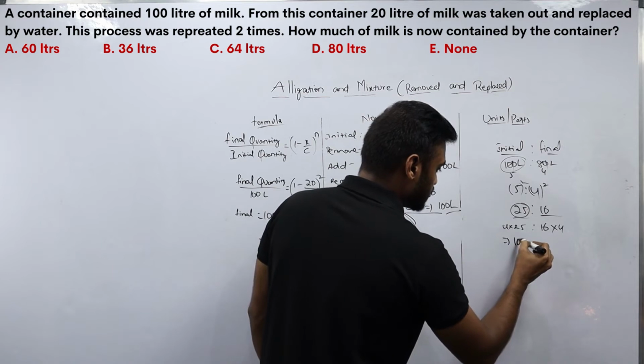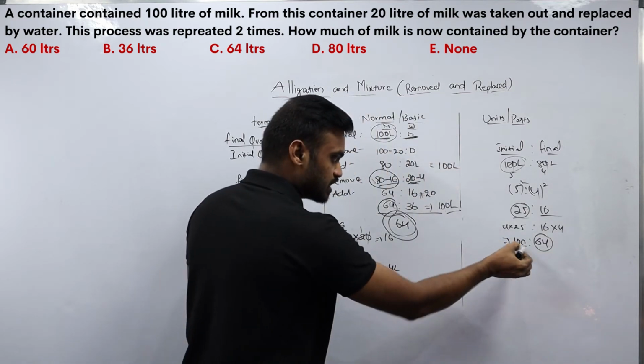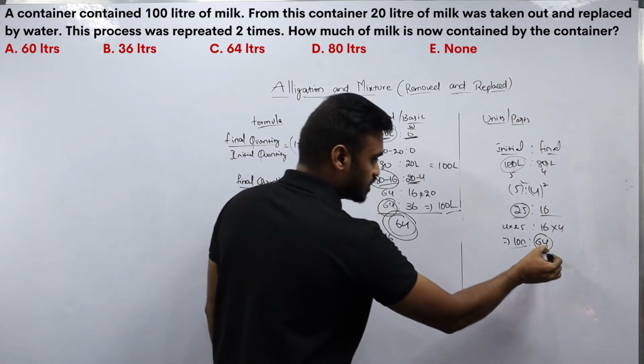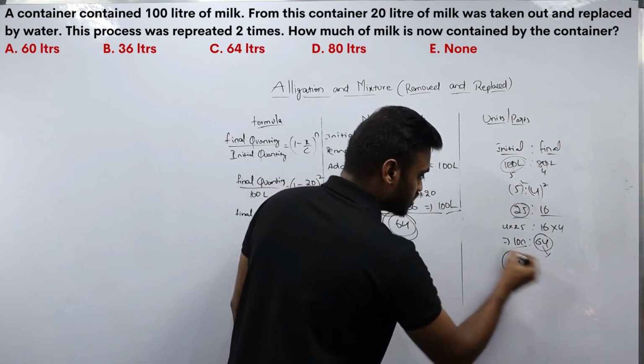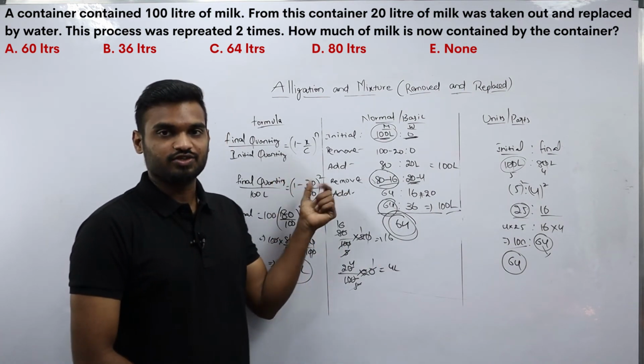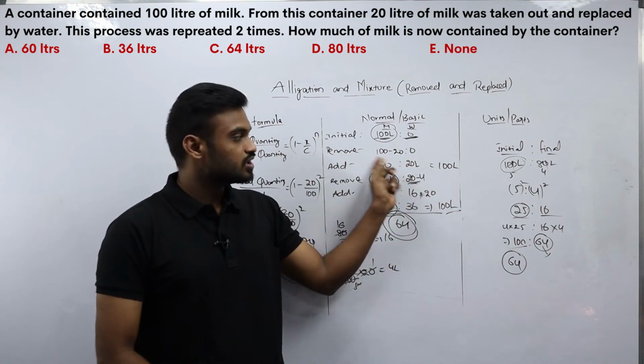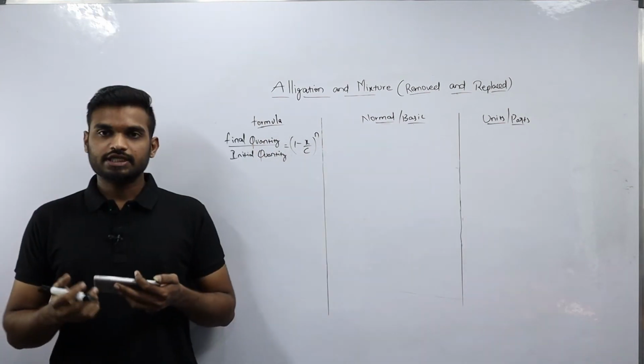So we will get 100 is to 16 for 64. So the initial quantity is 100 liters, we got this, and the final quantity will be 64 liters in the total mixture. Okay, see here, when compared to this normal and also formula, this units or parts method is very easy. That's the reason I always try to use these both methods only. Okay, now let's see the second problem.